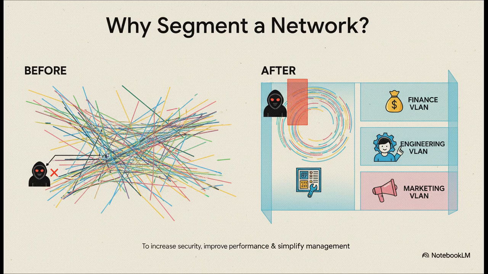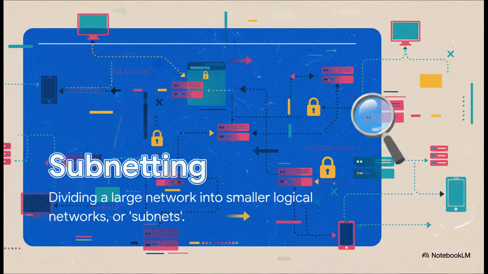One of the most common ways to do this is with something called a VLAN, or a virtual LAN. And the actual technical process for building these segments is called subnetting. It's a really neat trick where a network administrator takes one big block of IP addresses and carves it up into smaller, more manageable subnetworks. They use something called a subnet mask to tell devices which part of their address identifies their neighborhood and which part identifies their specific house. It's really the ultimate tool for digital organization.